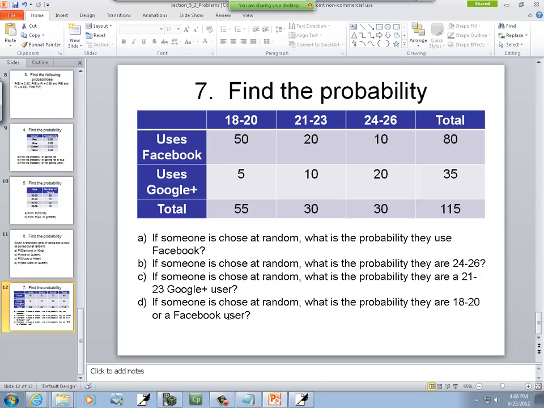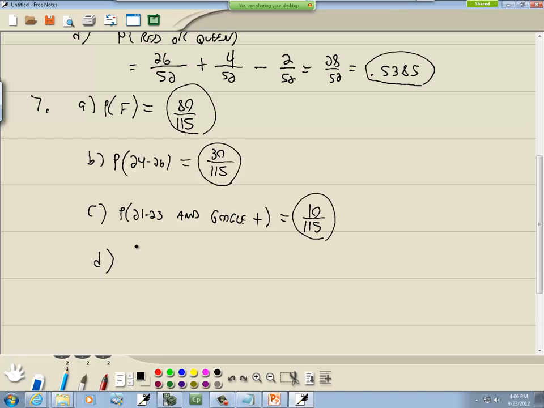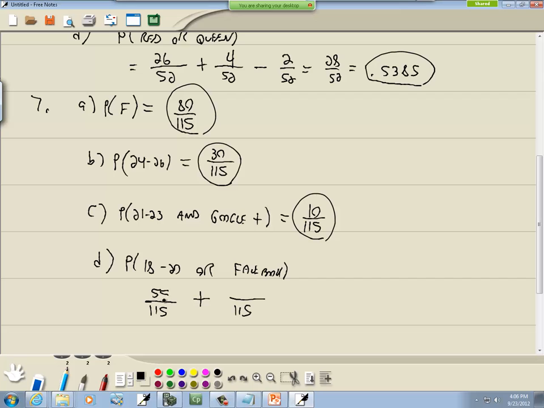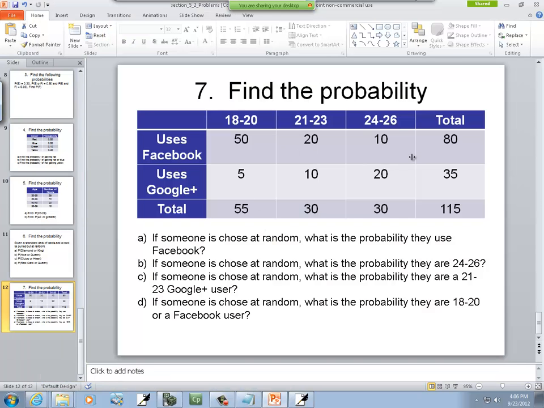Okay, D: if someone is chosen at random, what is the probability they are either 18 to 20 or a Facebook user? So probability of 18 to 20 or Facebook. Well, the or is addition. We've got 115 total. For 18 to 20, there are 55 of them. For Facebook, there are 80 of them. Now for 18 to 20 and Facebook, I don't know if I can actually do this unless I make it full screen. Let me try that.